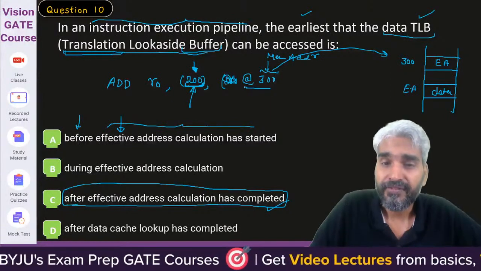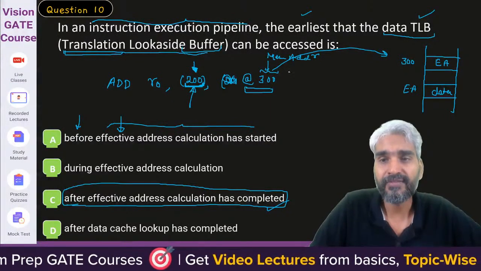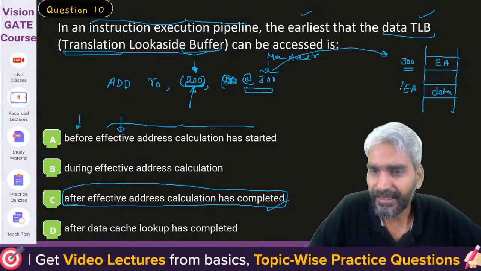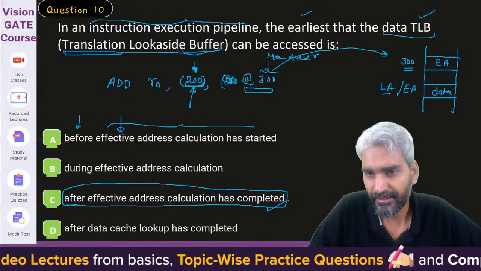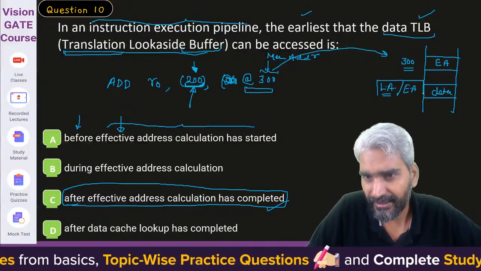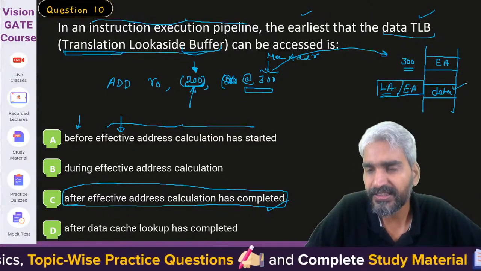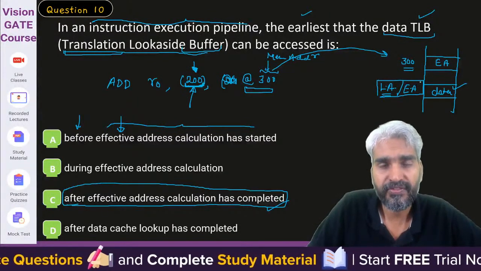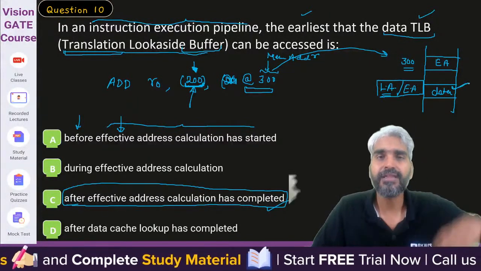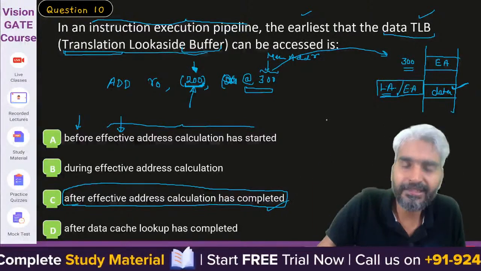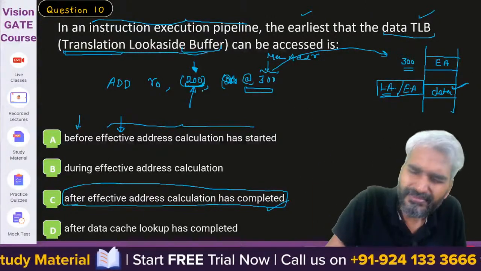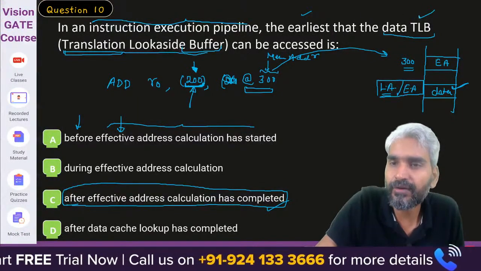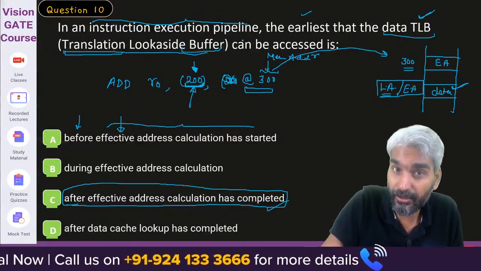But if the addressing mode is indirect, then first you will get this address 300. From that address, you will get another effective address that will also be a logical address. When you get that logical address, which is your effective address, then you will convert that logical address into physical address, and then you will fetch the data. So the idea is quite simple: if it is direct address, then you will start the accessing of data TLB only after getting the logical address.